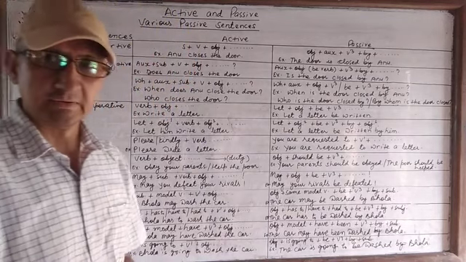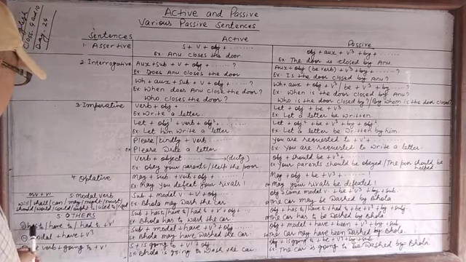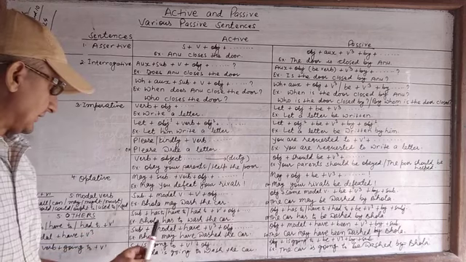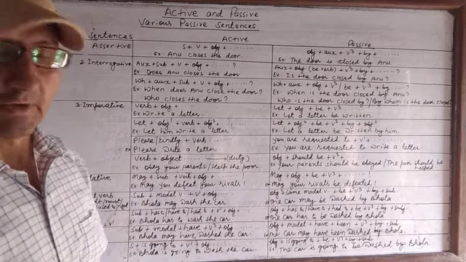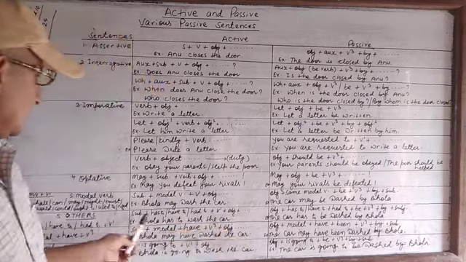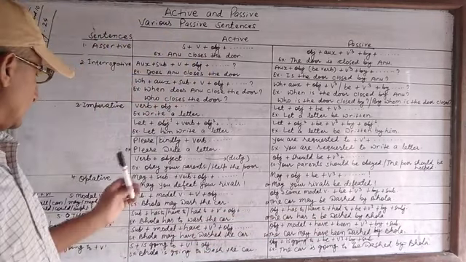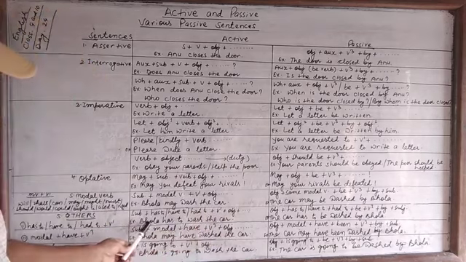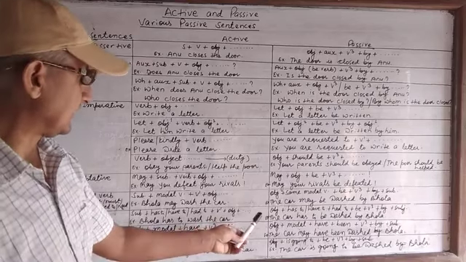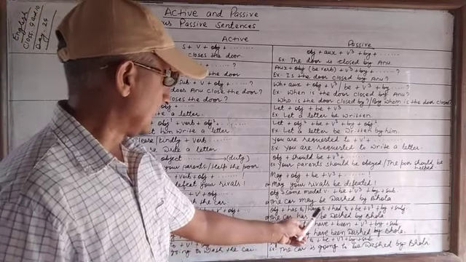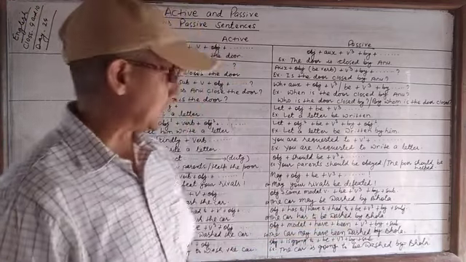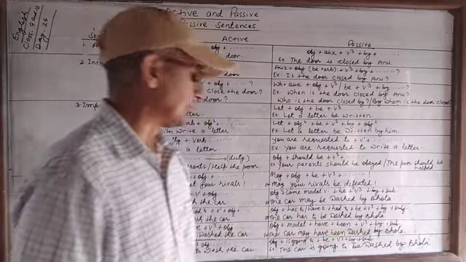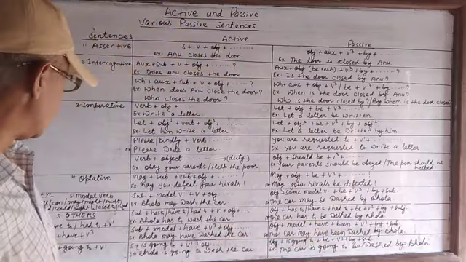Now another sentence structure: sentences with has to, have to, had to plus V1. If there is has to, have to, had to in the sentence, we change it into passive using this structure. Let's see the active structure first: subject plus has to, have to, had to plus V1 plus object. Example is Bola has to wash the car. We write the object first, then has to, have to or had to plus be plus V3 and then by and the subject. The car has to be washed by Bola. In this way, we change into passive.